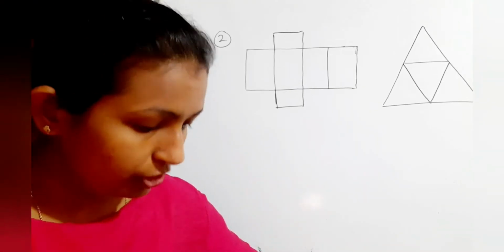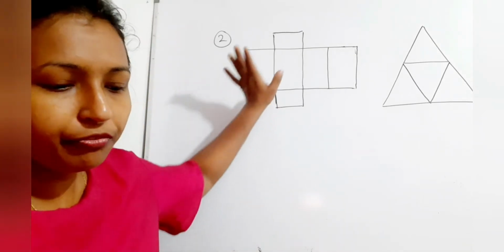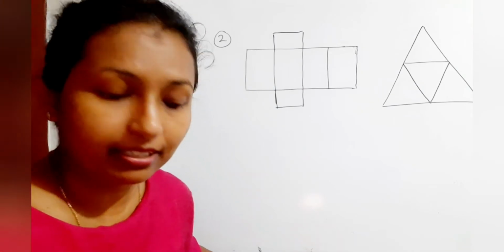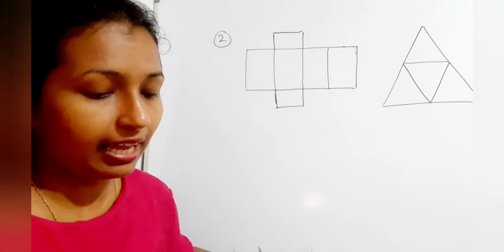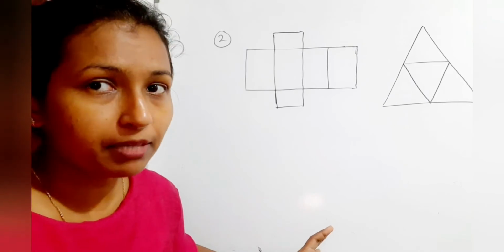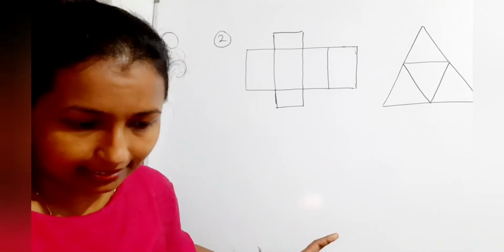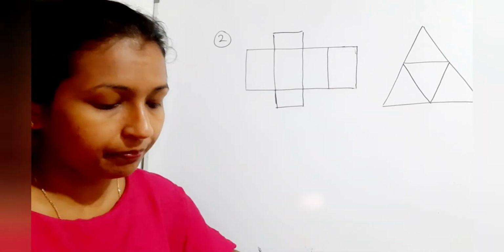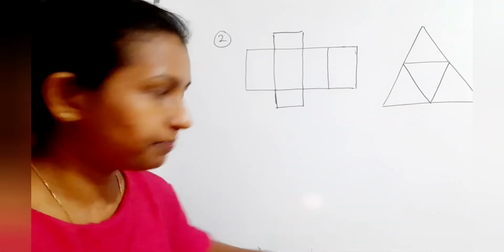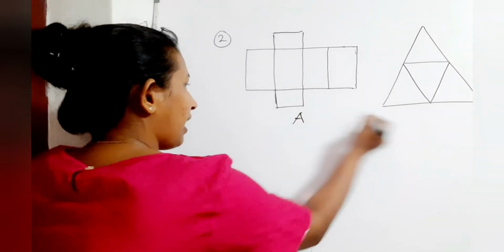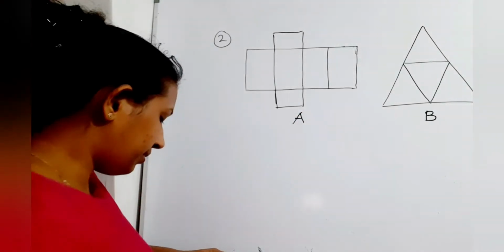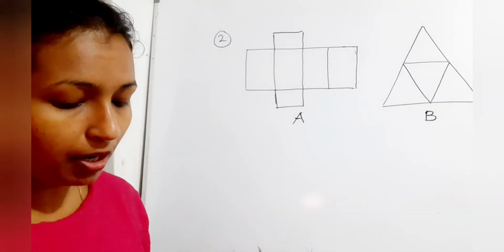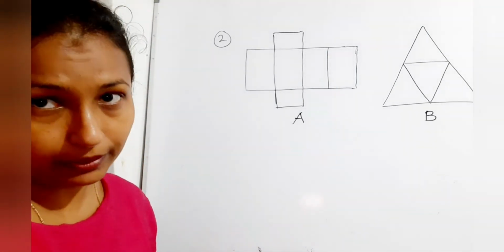So now the second question. The following figures show 2 nets to create solids. In the lesson Solids, we have learned about 3 solids. Here you have been given only 2 nets. This is A and this is B. Write down the names of the solids that can be made using the above nets A and B respectively.